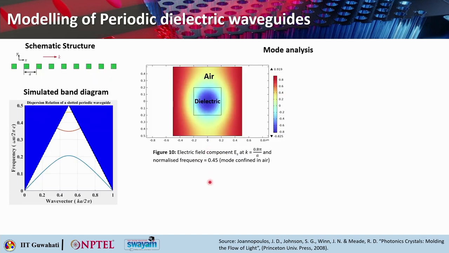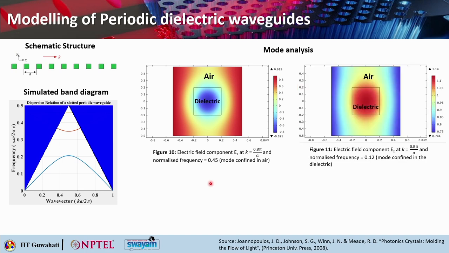You can also do the mode analysis, where you can see that the first band is mostly concentrated in the dielectric, whereas the second band is different. So, what is the difference here? As you can see, this corresponds to the same wave vector, that is k equals 0.8 pi by a. So, you can find out what your k by 2 pi will be, 0.4 somewhere here. And you are talking about a normalized frequency of 0.45. So, you are somewhere here.